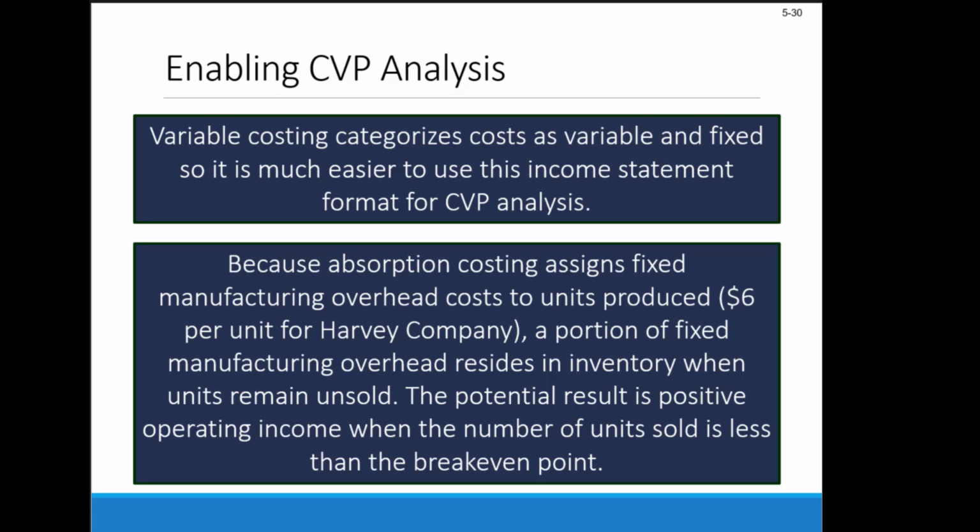And then as far as absorption costing goes, because it assigns that fixed overhead to the units produced and becomes an inventoriable cost, a portion of that overhead cost does sit in inventory if we have any kind of inventory level period. So the potential result, as we've somewhat demonstrated, is positive net income if the number of units sold is less than that break-even point that we calculated in Chapter 5.